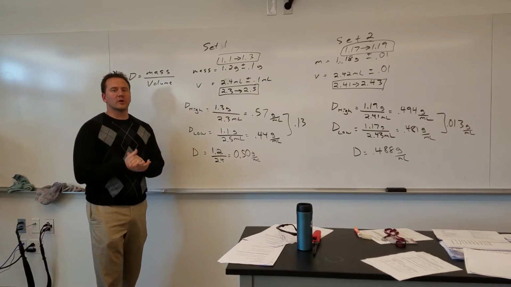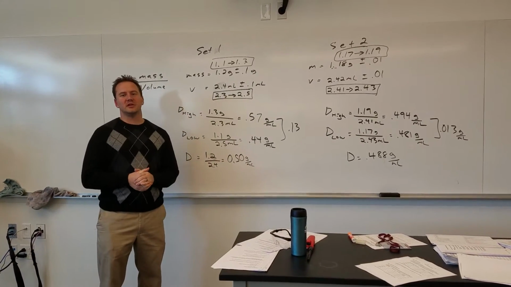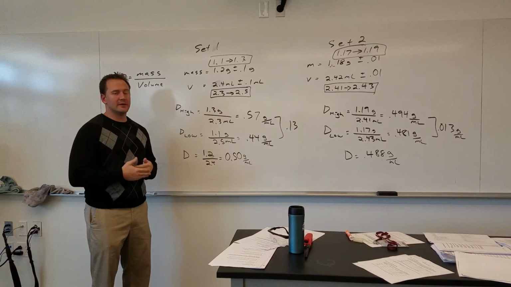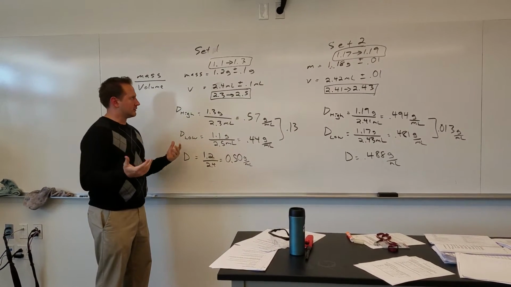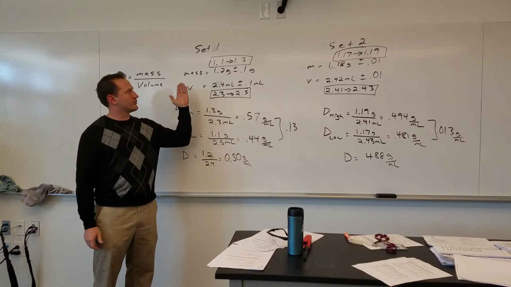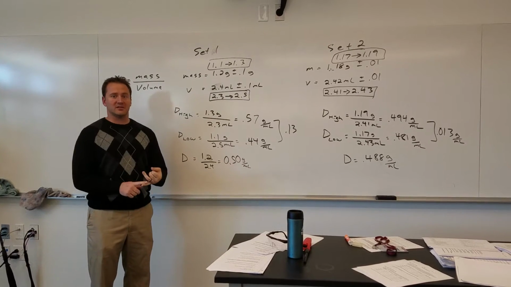Okay. Today we're going to talk about the importance of uncertainty and the number of sig figs you use when you're recording or measuring an answer and what kind of impact that can have on your answer. So, density is mass divided by volume. What I've done is I've provided two data sets that describe mass and volume.